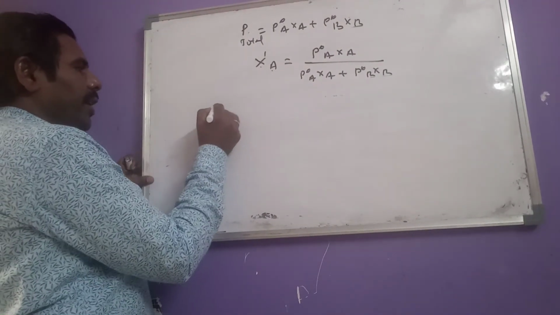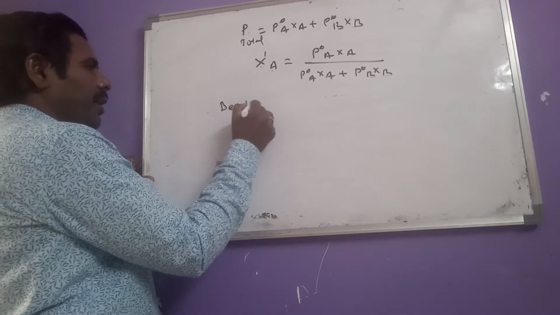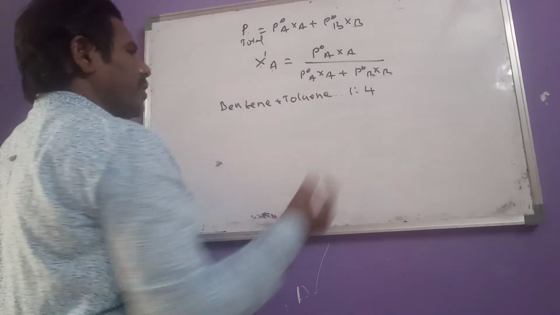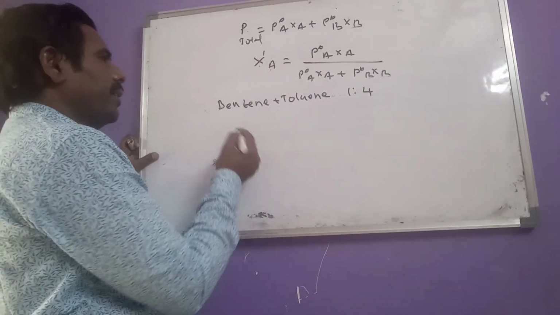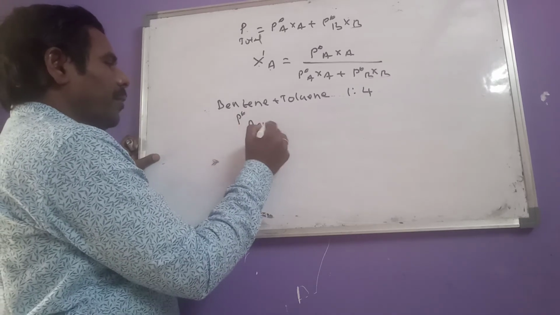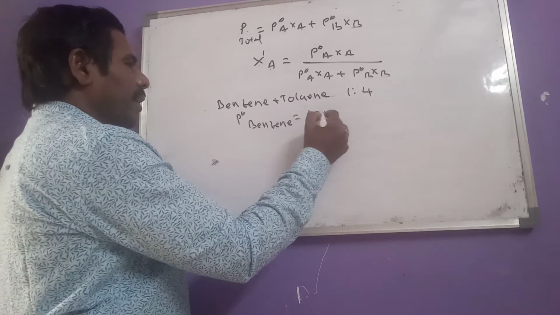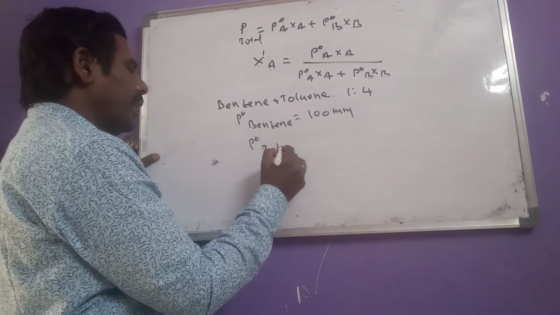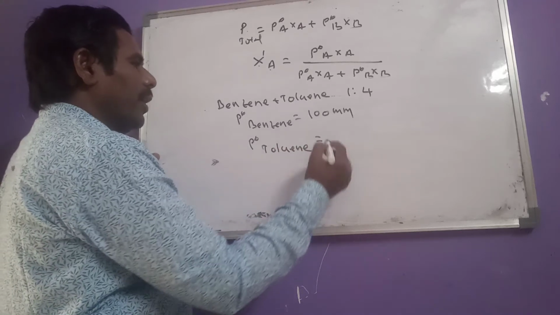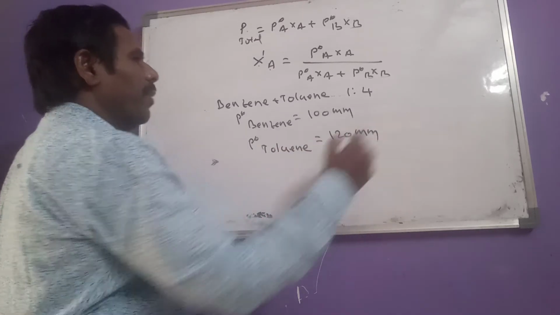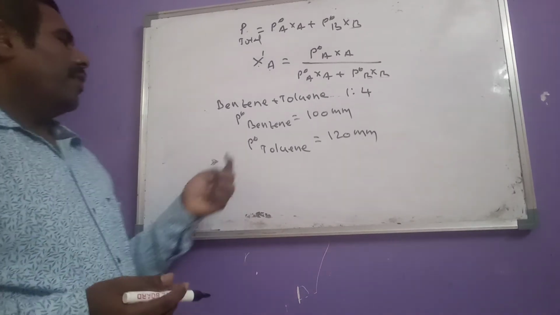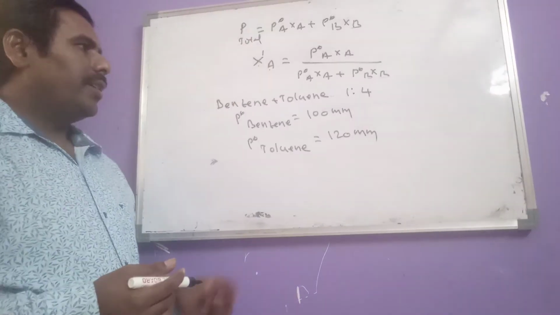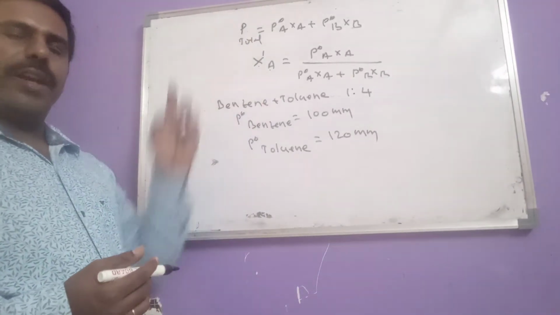A mixture containing benzene and toluene in 1:4 ratio, and here P naught benzene is 100 mm of mercury and P naught toluene is 120 mm of mercury. Then what is the mole fraction of benzene in vapor phase?